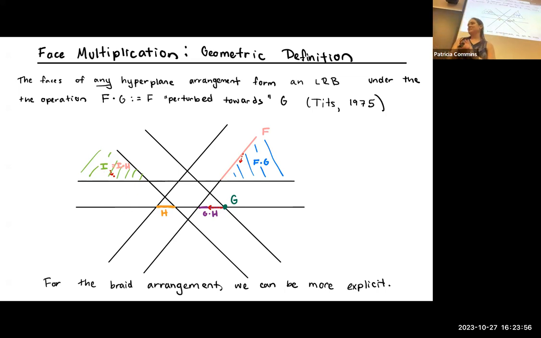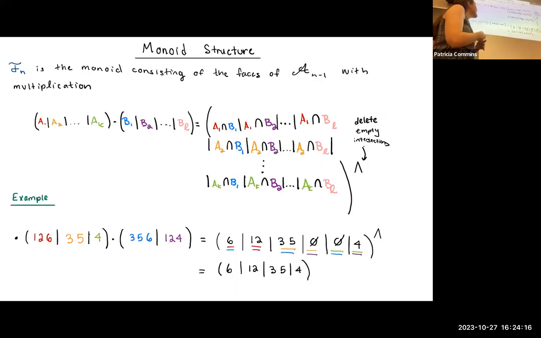And so this is kind of nice because it makes it easy to see how to multiply in any arrangement, but not so good for computation. If you have big hyperplane arrangements, you want some easier way to compute them, because once you get past two dimensions, it's tricky to visualize this. So in the braid arrangement, there's a nice definition in terms of a combinatorial interpretation that I think is a little easier to use.